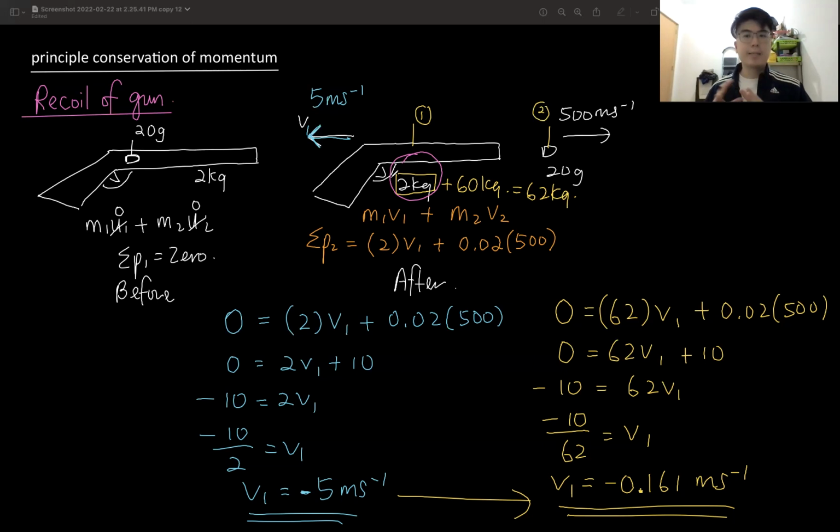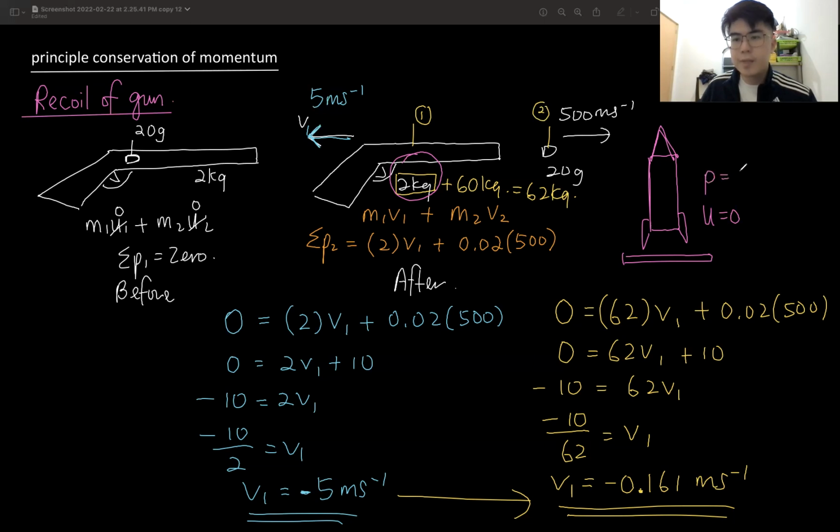What are other similar examples, similar to this one, like the rocket? Okay, you have the rocket launched. At first, the rocket at the launch pad is at rest, U equals 0. Is there any momentum? No, the total momentum of the system is 0.